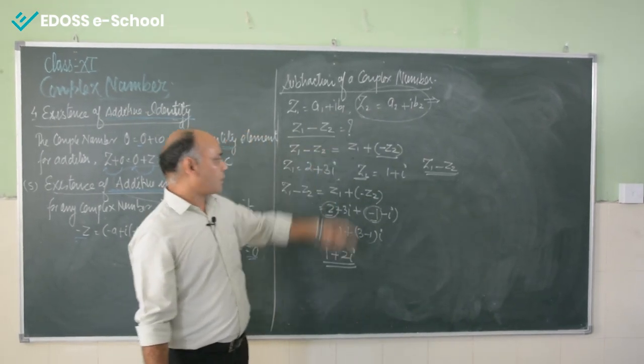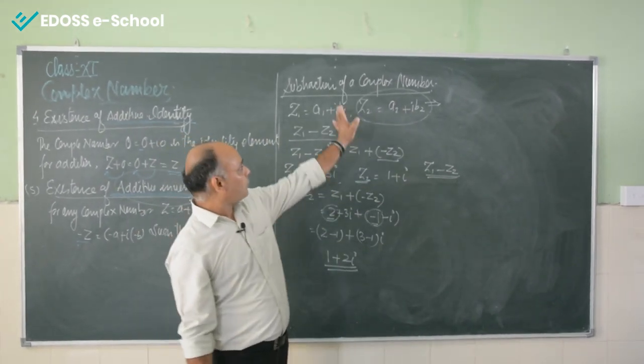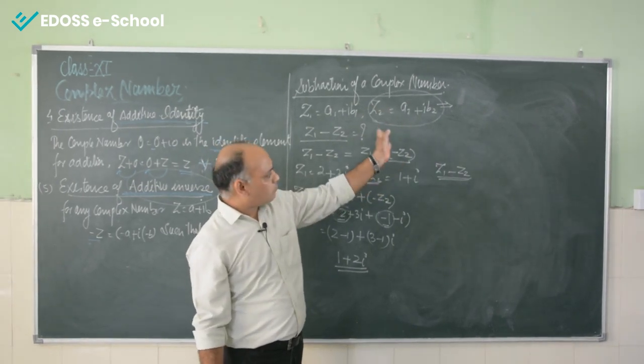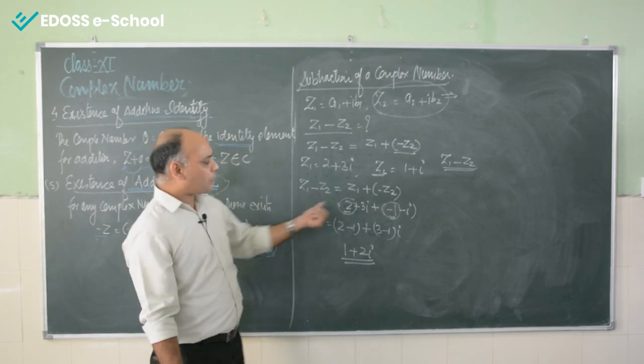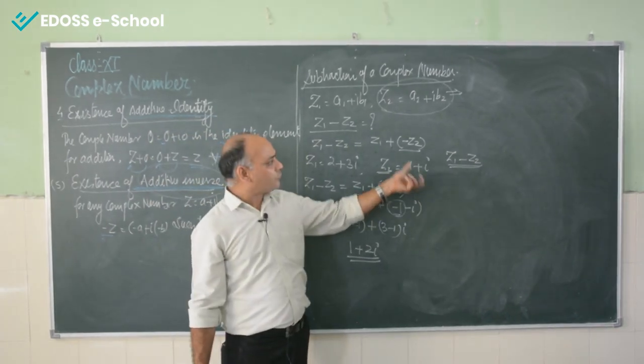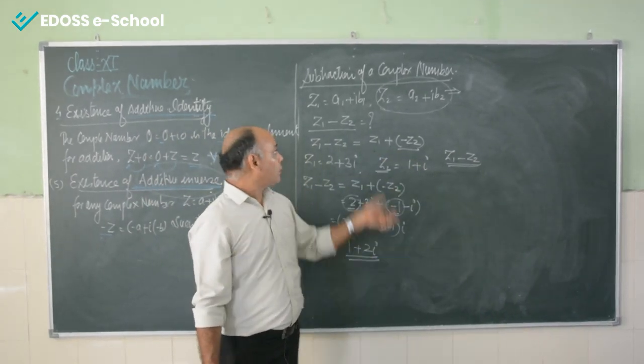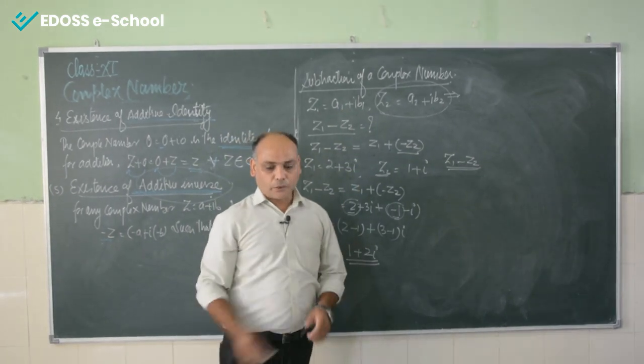This is about the subtraction, and there are no properties for the subtraction of a complex number because it is associated with the addition. Finally, you have to add it by using the negative of the second complex number. This was about the subtraction of a complex number.